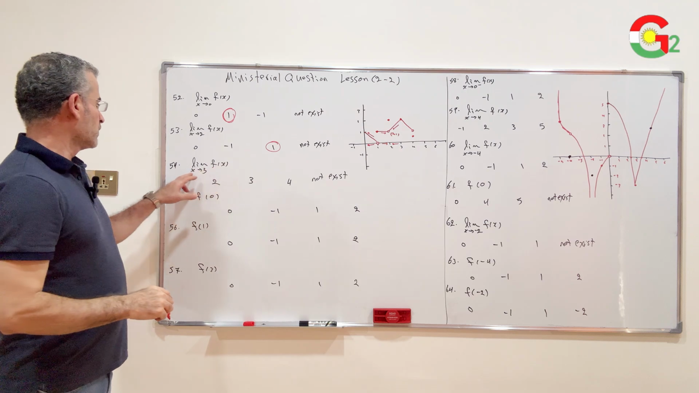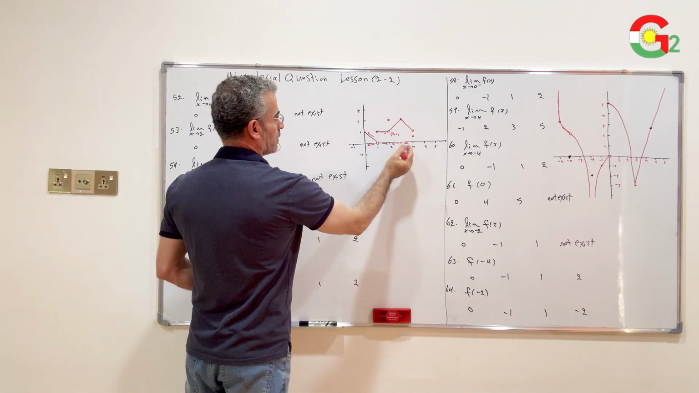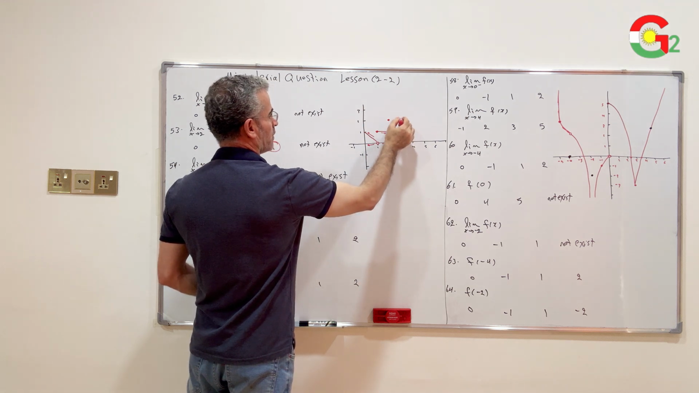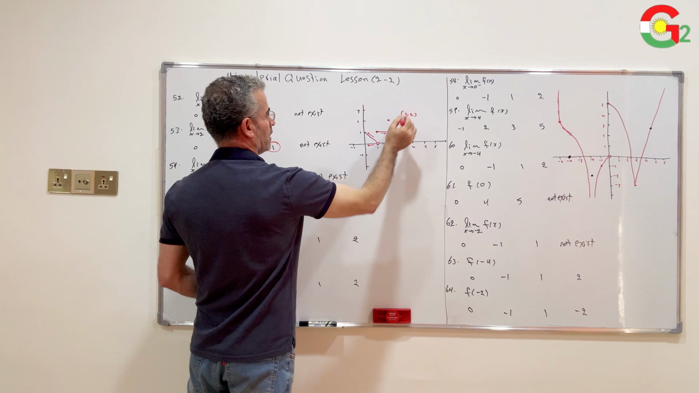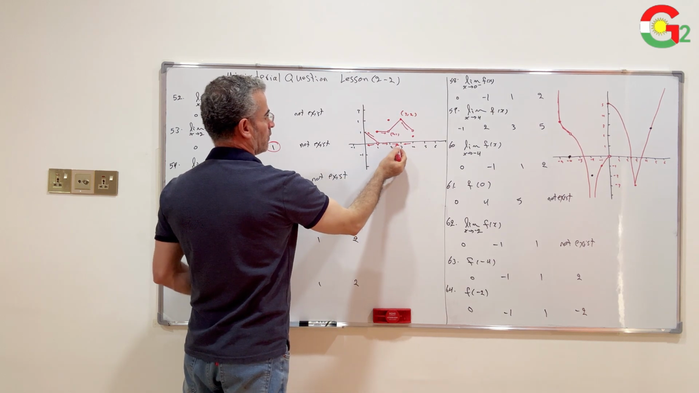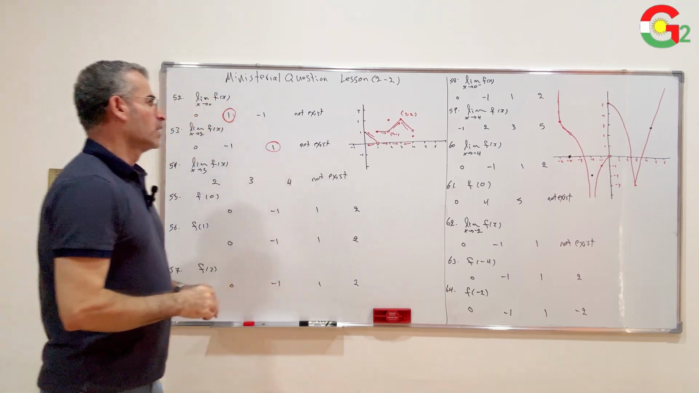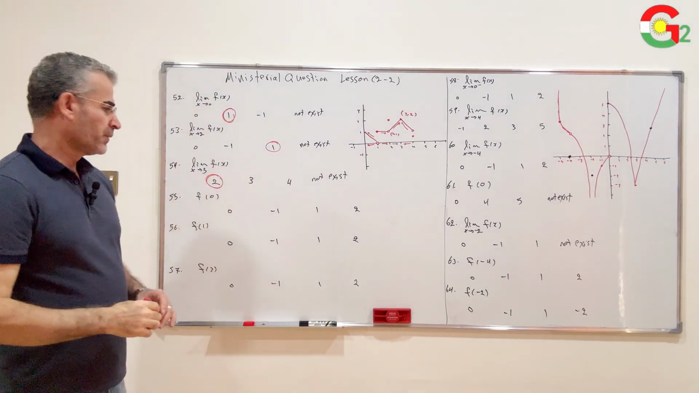Limit f of x when x approaches 3. When x approaches 3 from the right, f of x goes to this point, the coordinates are (3, 2). Then the limit is 2. From the left, the function also goes to this point, then 2 is the right choice.